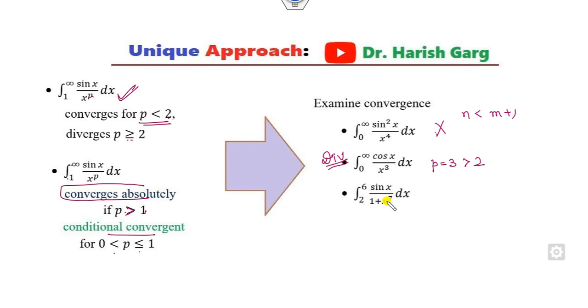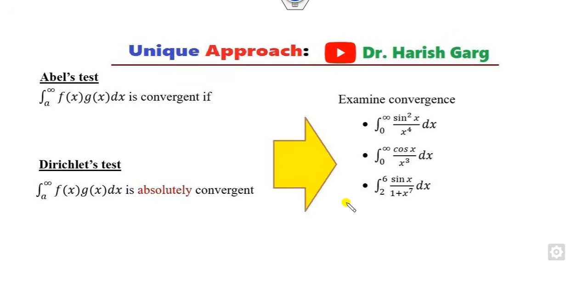In this case, it is my sine x. I can return this number as less than 1 over this. I can return this number as x. Moreover, you can see 2 and 6 both will give you a finite. So it is my convergent. Fine. So this is my convergent.